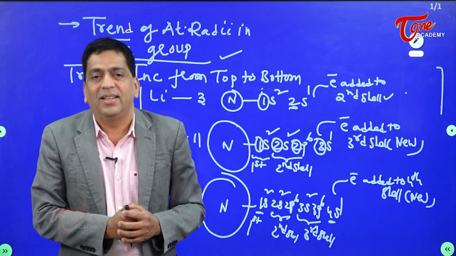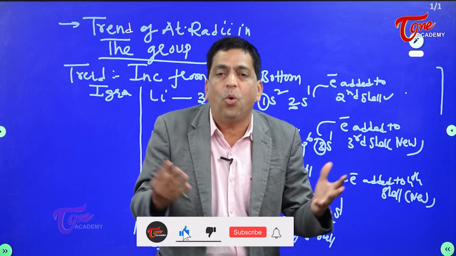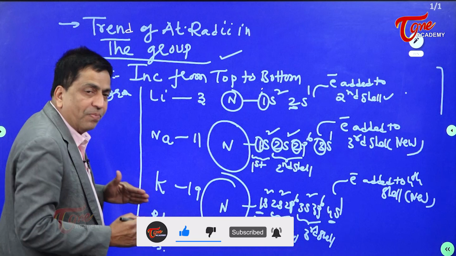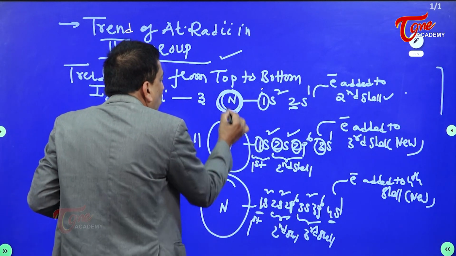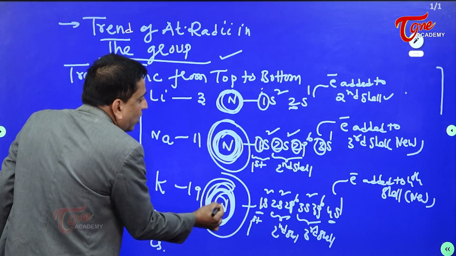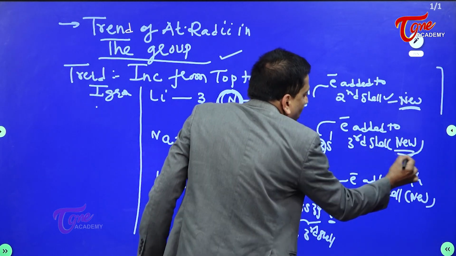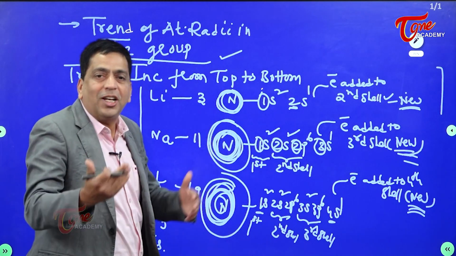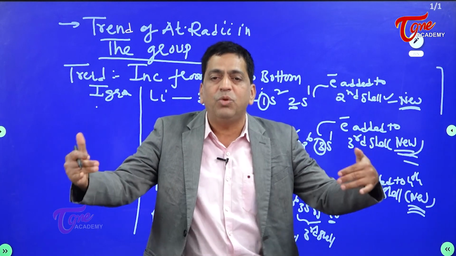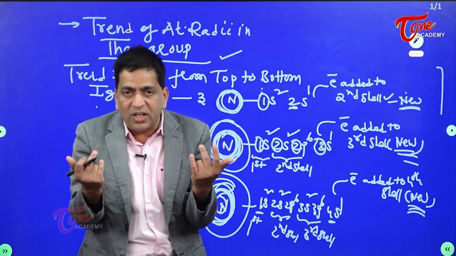So what is happening? Even though, on moving from top to bottom, the nucleus is swelling with positive charge, the electron is always added to a new shell. That's not the case in periods, where the electrons are added to the same shell. So the force of attraction was increasing and the outermost shell is pulled inwards.